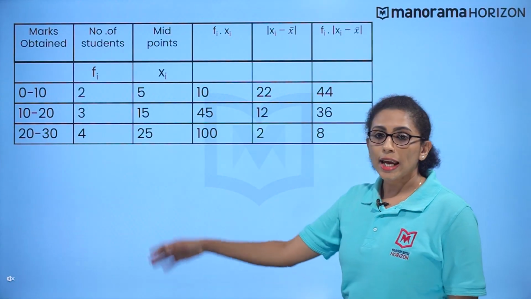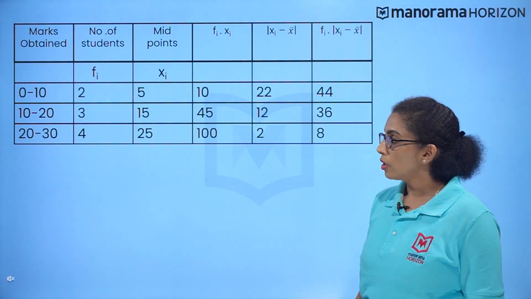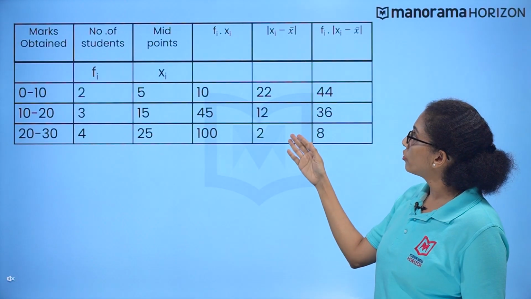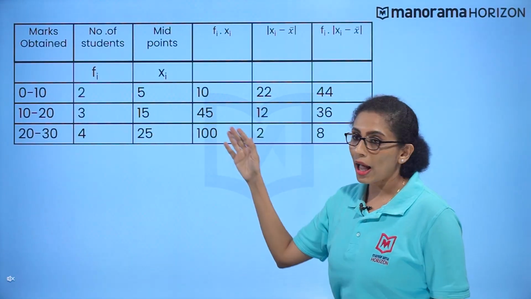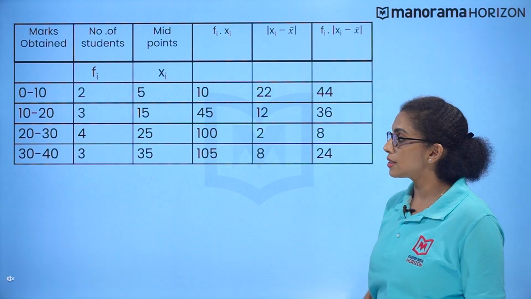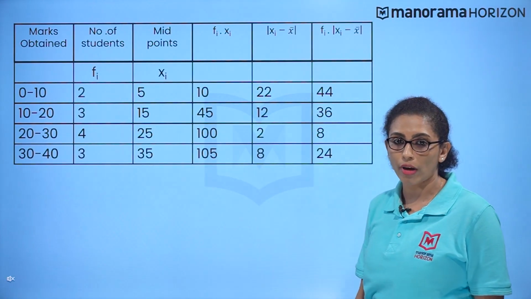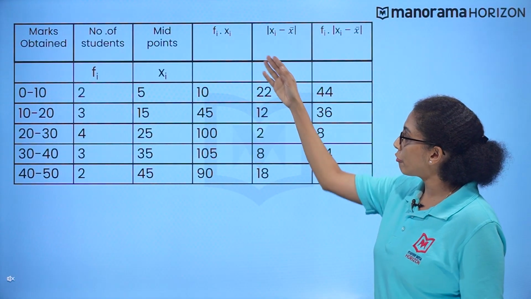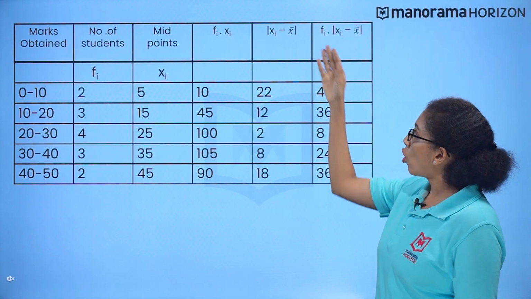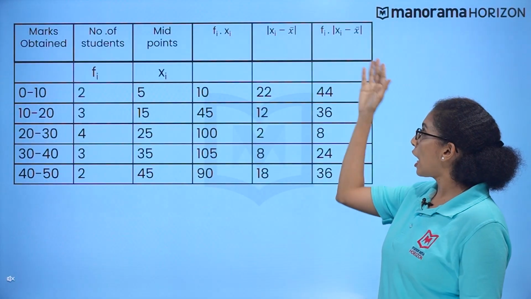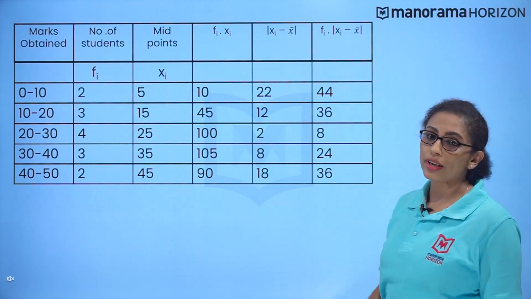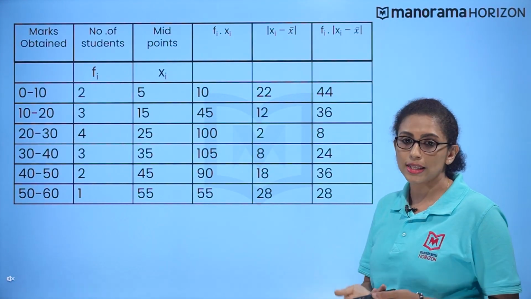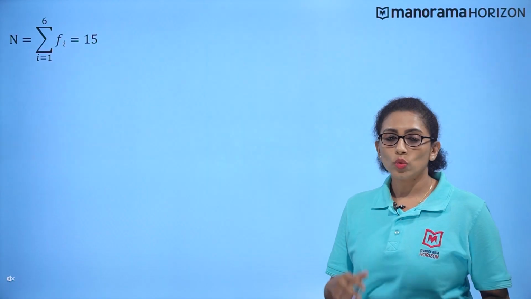Now for the next class interval, again we have to find the values. That is, we get Fi into modulus of xi minus x bar is 8, modulus of xi minus x bar is 2. Remaining values we can find from the given data. Now for the class interval 30 to 40, similarly we have to find the values. For the class interval 40 to 50, Fi value is 2, xi value is 45, Fi into xi is 90, then modulus of xi minus x bar is 18, then the product of Fi into modulus of xi minus x bar, we get it as 36. Again for the class interval 50 to 60, we need to find out in the same manner, and you can see that.